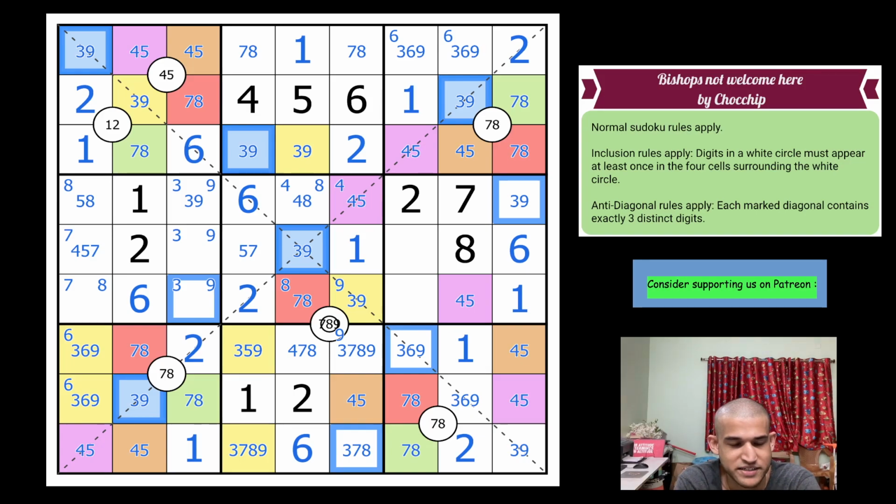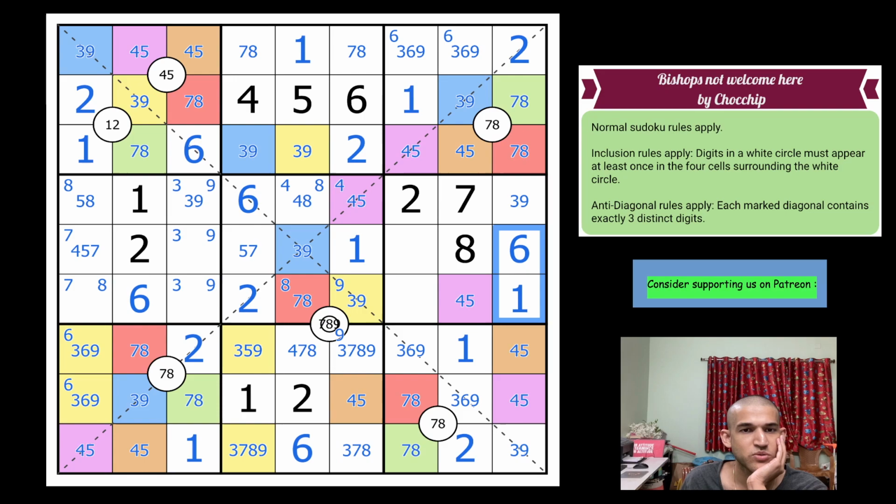Give me a break. One, 6, 8, 2, and 7. So this would be 3, 4, 5, 9, right? Okay, if it's 4, 5, then it's an orange 4, 5. And if it's a 3, 9, then it is a yellow 3, 9.